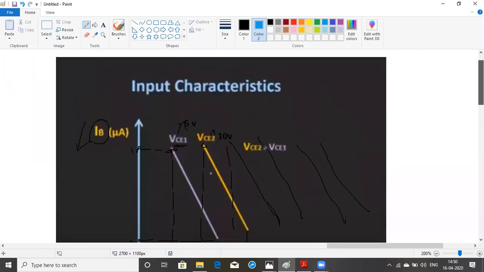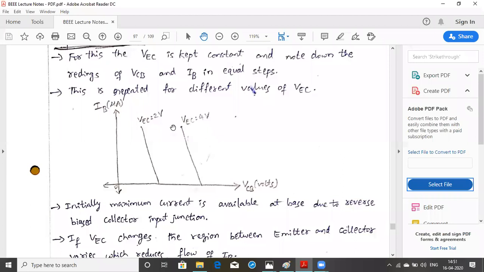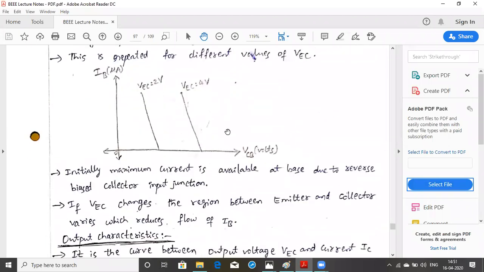These are the characteristics drawn between VCB and IB. For a fixed VCE, whenever VCB is increasing, the base current is going to decrease, which we have discussed. And for a variable VCE, if I change the voltage from 5 volts to 10 volts, VCB will also vary, and similarly IB will also vary. So these characteristics move completely to the right hand side. This is about the input characteristics. The same thing is represented here: VCE for 2 volts, 4 volts and 6 volts. As it increases, the VCB voltage increases and the base current decreases from the starting point to the ending point.